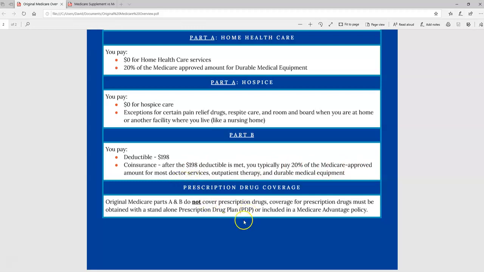Last thing we want to note for Parts A and B is that original Medicare Parts A and B do not cover prescription drugs. Coverage for prescription drugs must be obtained with a standalone prescription drug plan, or what we'll refer to in future videos as a PDP, or included in a Medicare Advantage policy, and we will go through that as well. So that's a wrap-up of what the main parts, Part A and Part B, cover and how they are paid for.